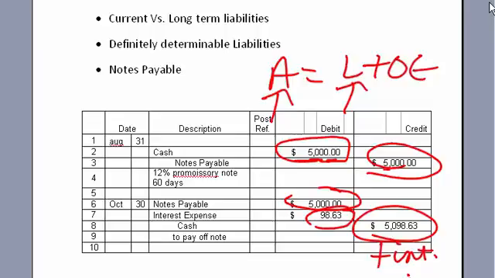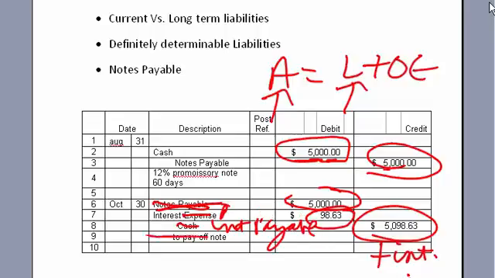If a fiscal year end came in between, then this would be interest. Interest expense would become interest. Let's see, what would we have here? Notes payable, cash. We would not have the notes payable. We would just have the interest expense and interest payable here.